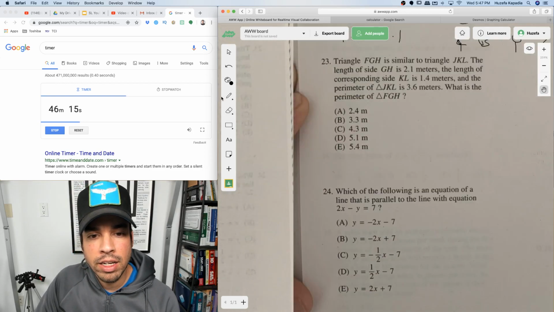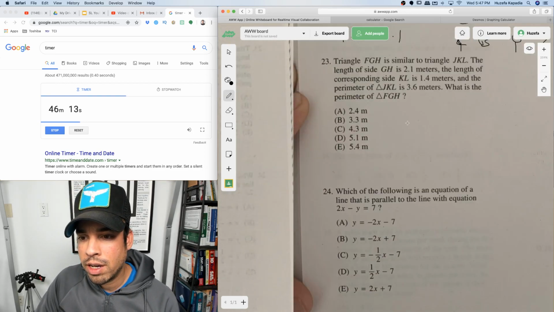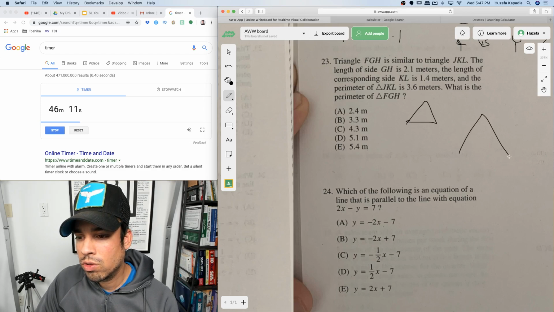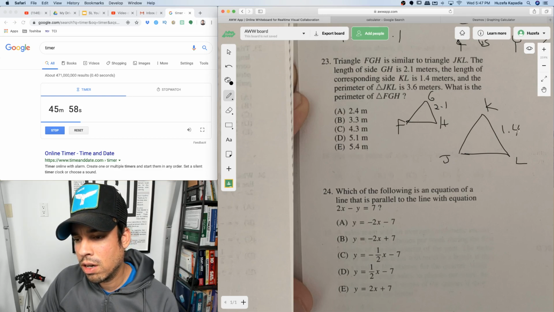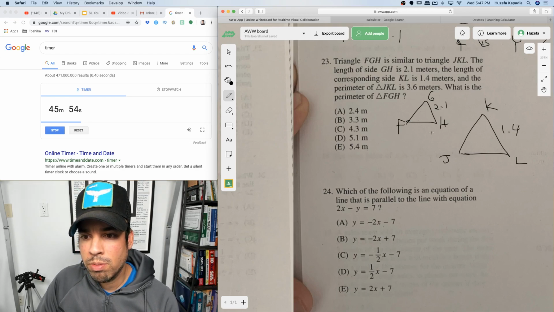Triangle FGH is similar to triangle JKL. GH is 2.1. The length of corresponding KL is 1.4. So you see it's 3 halves, 3 halves times this is that. And the perimeter of JKL is 3.6.